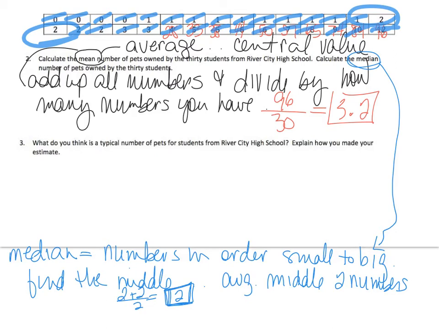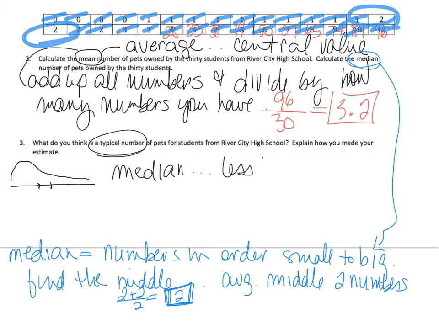So what do you think the typical number of pets is? If you look at your dot plot for pets, if you remember, it sort of looked like this. Okay, so 3.2 was more down here, 2 was here. Typical number, I mean, it's really your opinion. Do you think it's the mean or do you think it's the median? I'm going to go with the median, and I will tell you why. The median's less than the mean.